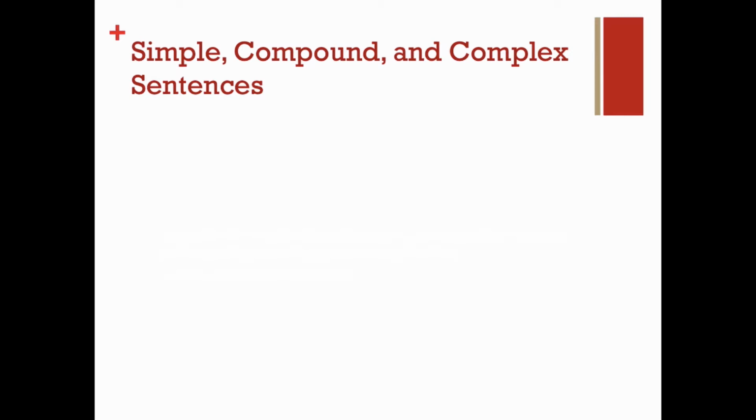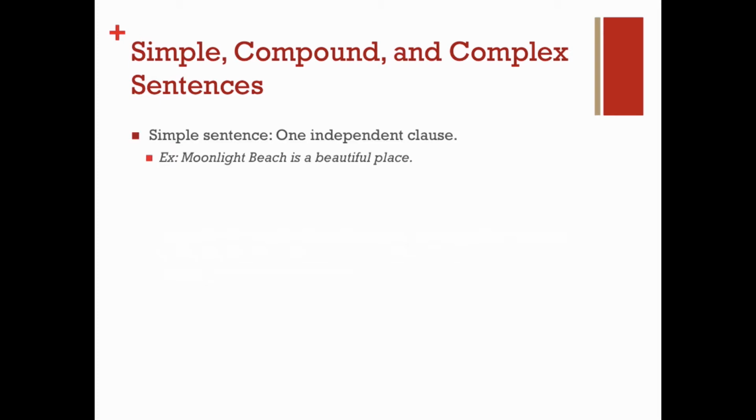Okay, now that we've covered each of those types of sentences and also clauses, and we've run back over subject and verb, I want to talk to you about simple, compound, and complex sentences. So this refers directly to sentence structure. A simple sentence is just one independent clause. So example, Moonlight Beach is a beautiful place. We've just got one independent clause here.